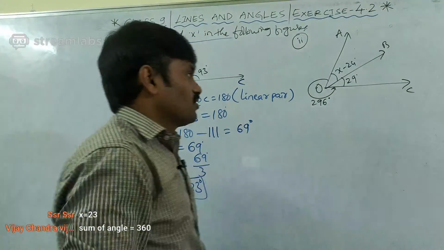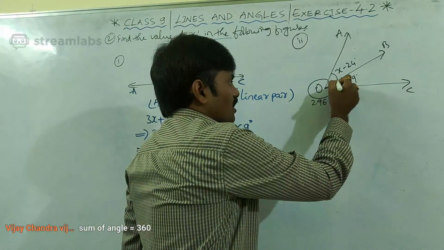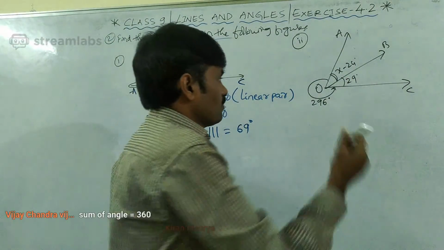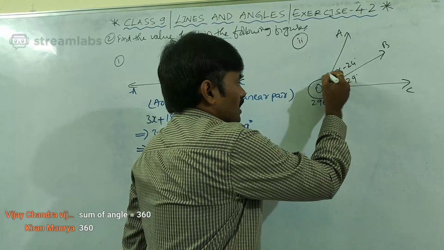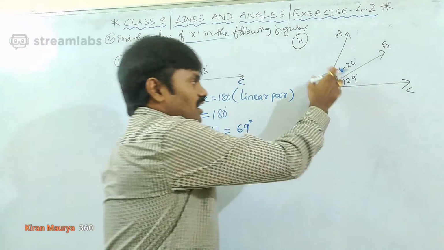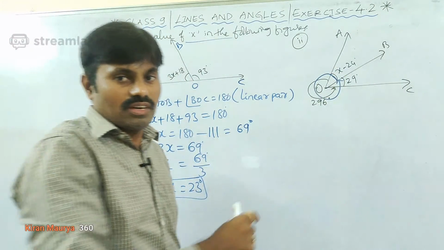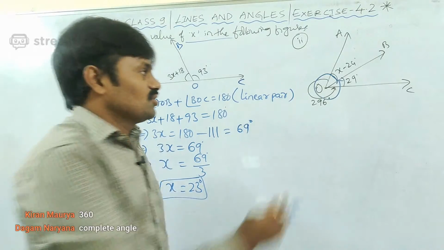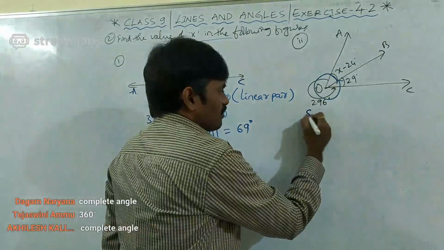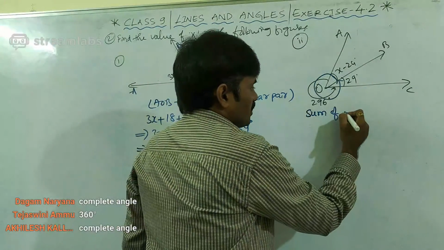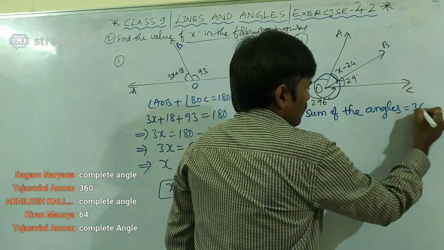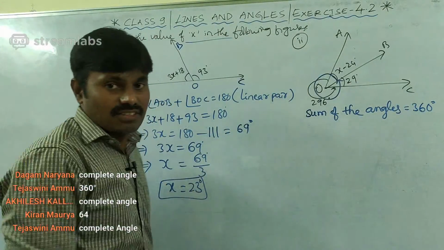If you start from this arm, x minus 24, and come back to the same common arm, one revolution is completed. So we have to use the complete angle here. So the sum of all these angles is how much? 360 degrees. Clear? The sum of the angles is equal to 360 degrees.